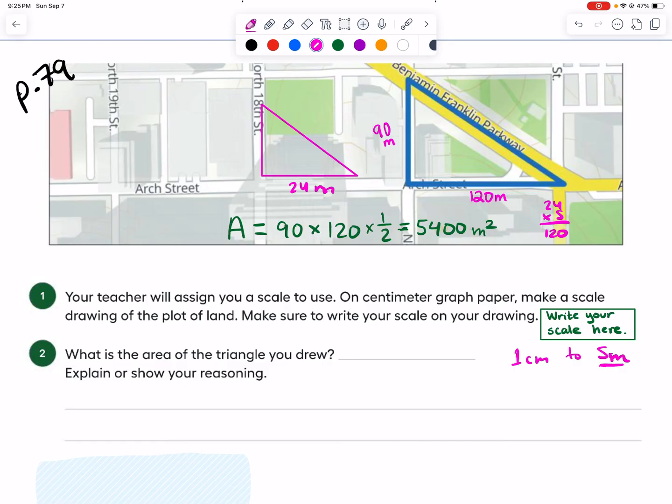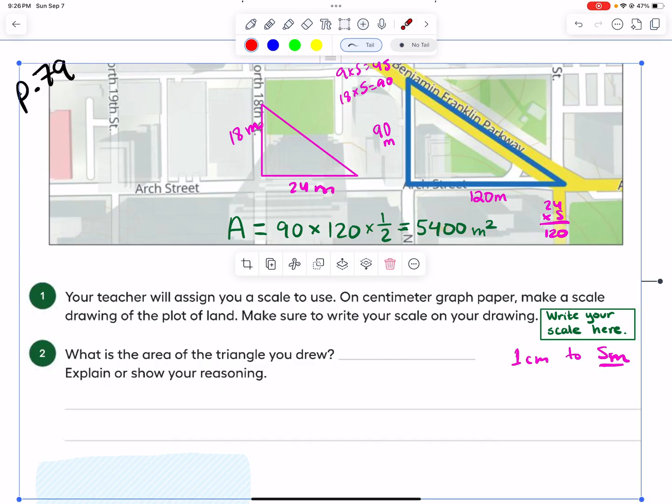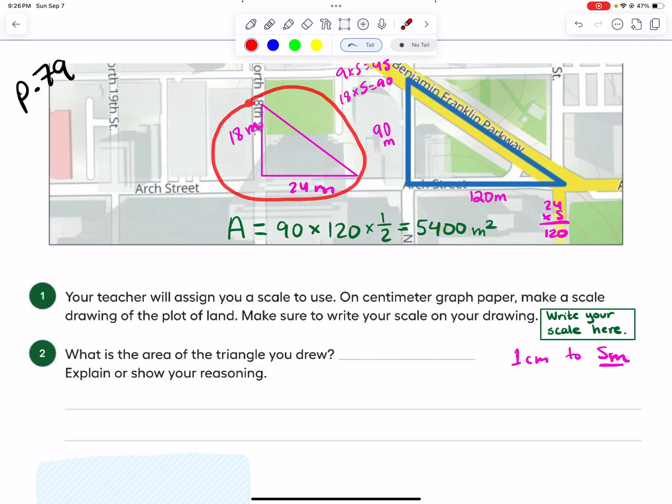And then how many 5 meters? Well, I know that 9 times 5 is 45, and 45 is half of 90. So 18 times 5 should be 90 because 9 doubled is 18. So that should be 18. Sorry, you might hear my mom in the background. So we have 18 meters and 24 meters. There you go. This is a scale drawing of this scale.